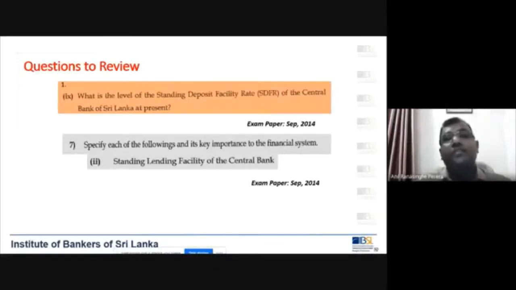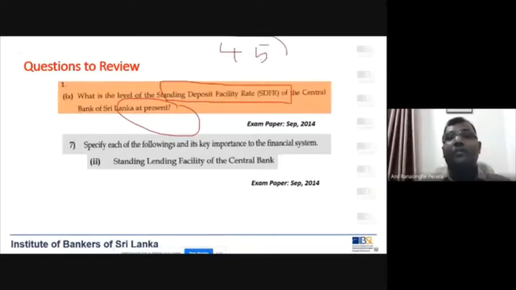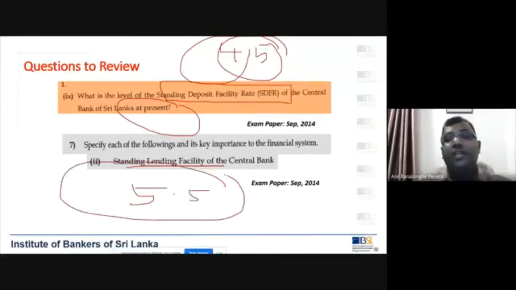What is the level of the standing deposit facility rate of the central bank at present? Normally I give it to you in the class. I just told you 4.5 is the SDFR. But be mindful, before your exam, this could change because the central bank changes this rate from time to time. Right now, the standing lending facility rate is 5.5. But it doesn't guarantee you can write this at the exam also. It may be changed before your exam. So you need to look at the press release of the central bank.